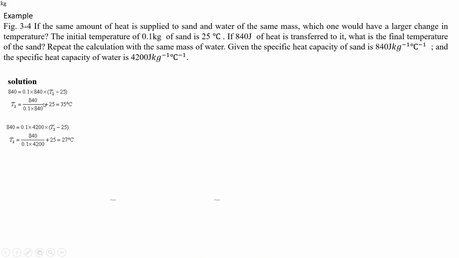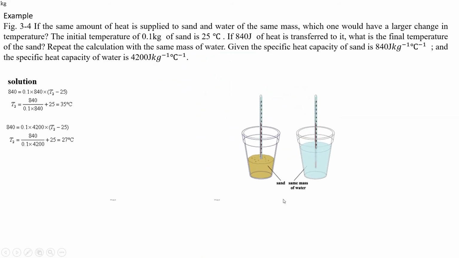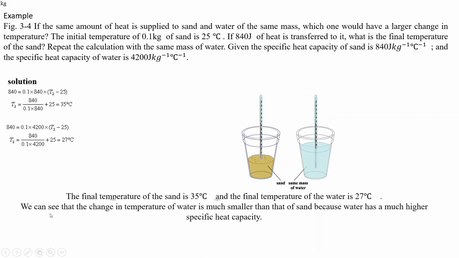So due to the change in specific heat capacity, we will have a change in temperature. The sand in the sun will get a much larger change in temperature, but that of water will get a small change. So this is the sand and the same amount of water. Finally, as a conclusion, we can say the final temperature of the sand is 35 degrees Celsius and the final temperature of water is 27 degrees Celsius.